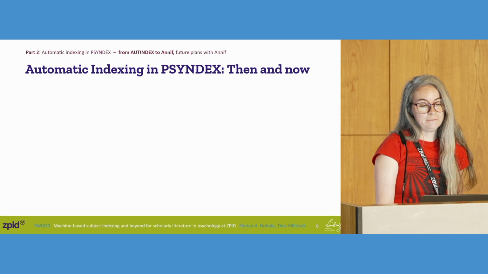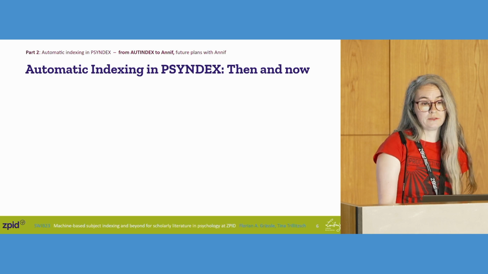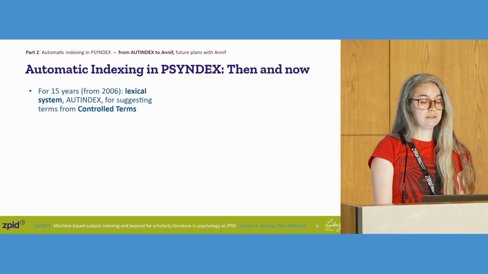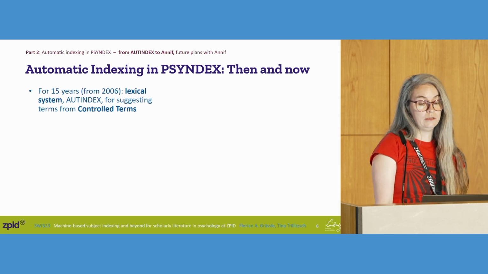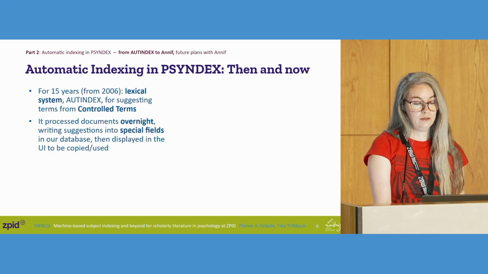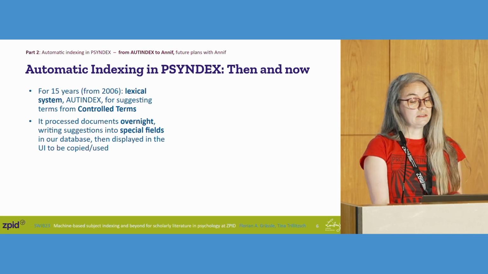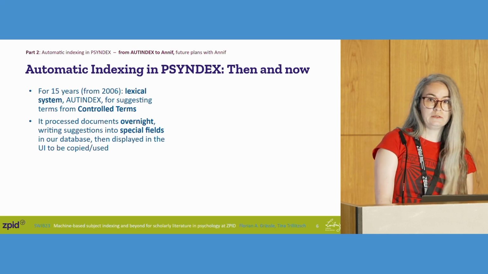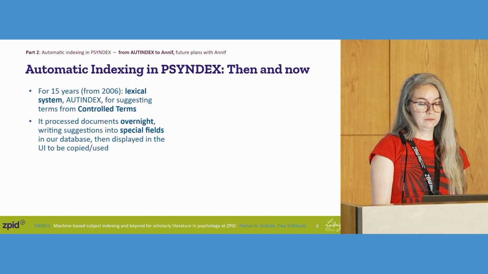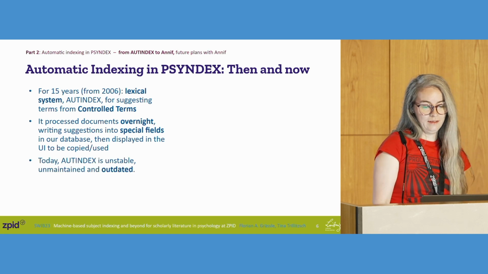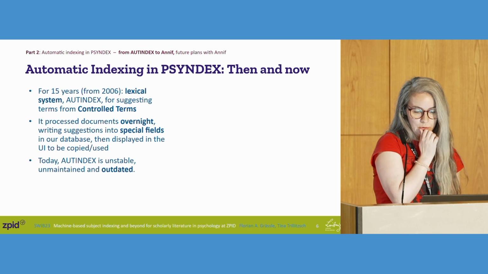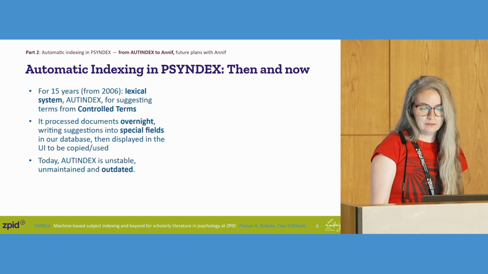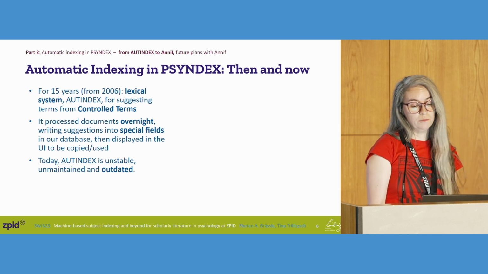Automatic indexing. We have 1,000 publications a month, so we've always tried to find some help with that. We've been using for the past 15 years a lexical system called AUTINDEX for suggesting controlled terms, which just processed the documents overnight and wrote its suggestions into a special field in our database, which then was displayed to the human indexers so they could copy them and use them. Today, that software is pretty old and quite unmaintained and unstable, and also not really up to date to today's standards in performance.